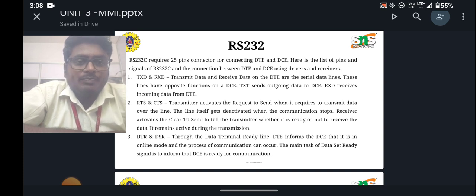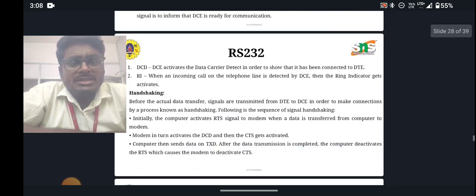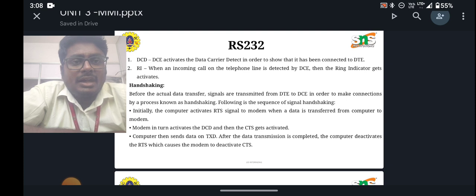DTR and DSR. Through the data terminal ready line, DTE informs the DCE that it is in online mode and the process of communication can occur. The main task of the data set ready signal is to inform that DCE is ready for communication. DCD: the DCE activates the data carrier detect to show that it has connected to DTE. When an incoming call on the telephone line is detected by the DCE, the ring indicator gets activated.